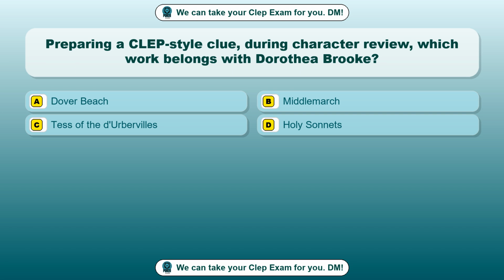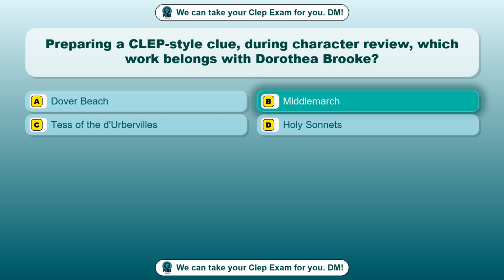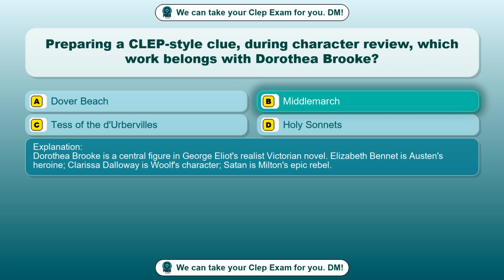Option C, Tess of the D'Urbervilles. Option D, Holy Sonnets. The correct answer is option B, Middlemarch. Dorothea Brooke is a central figure in George Eliot's realist Victorian novel. Elizabeth Bennet is Austen's heroine, Clarissa Dalloway is Woolf's character, Satan is Milton's epic rebel.